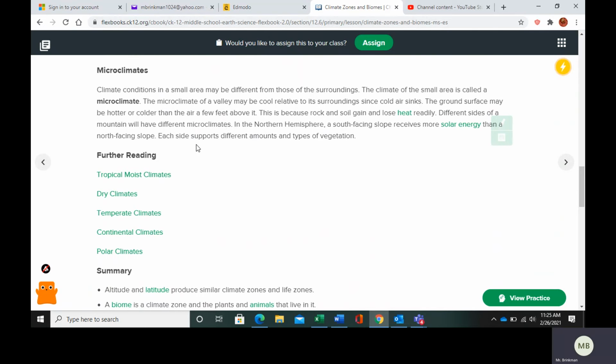So one of these effects is called the rain shadow effect, where if a mountain is close to a body of water, one side is going to have more rain, and then the other side is going to be very similar to a desert climate with little to no rain. So hopefully that makes sense.